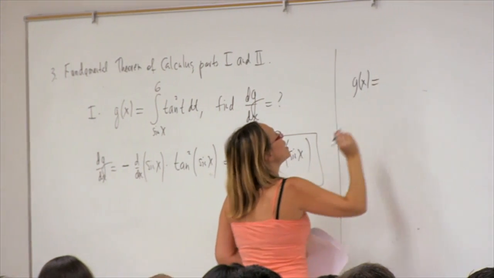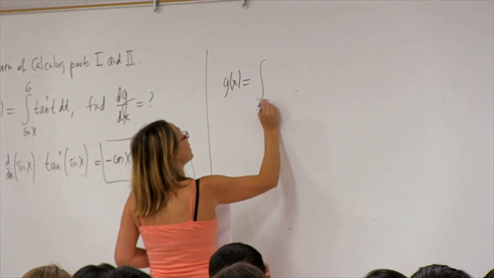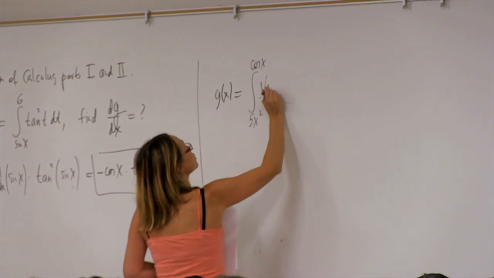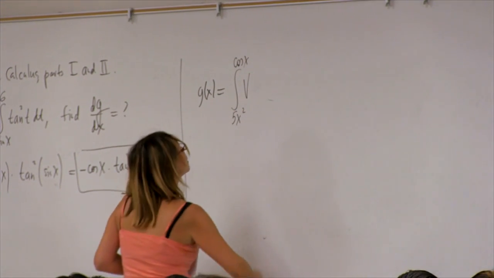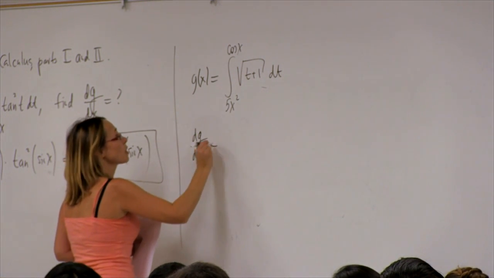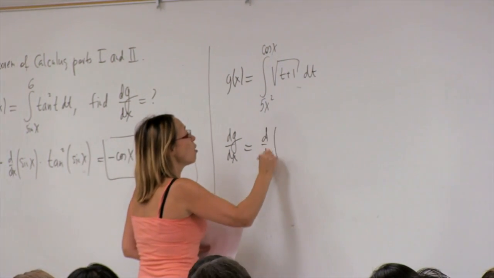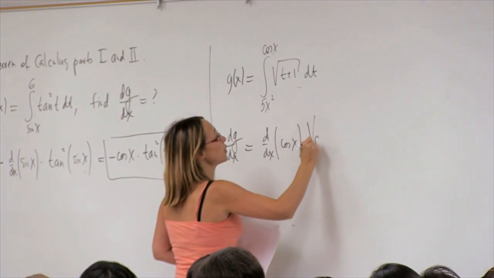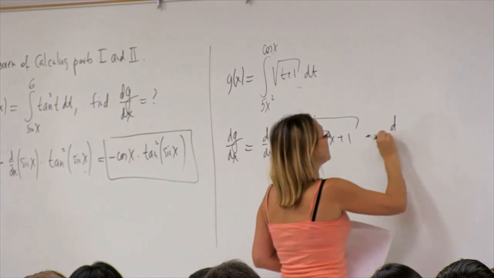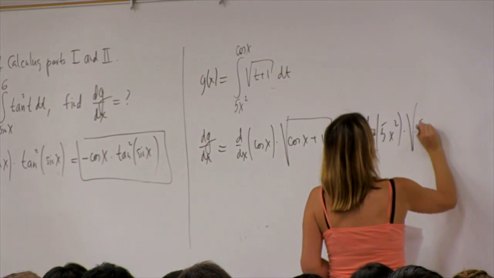Let's suppose g of x is given by the integral from 5x squared to cosine x of the squared of x plus t plus 1 dt. Okay? So what's dg/dx? I'm going to have two terms. The top term comes from differentiating the top limit, d/dx of cos x, times this function evaluated at cos x, minus, because this is the bottom limit, d/dx of 5x squared times the integrand evaluated at 5x squared.